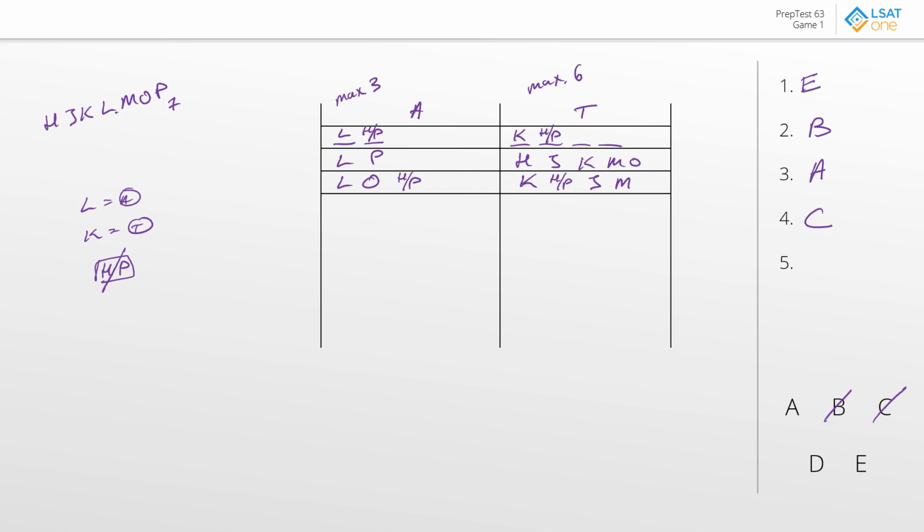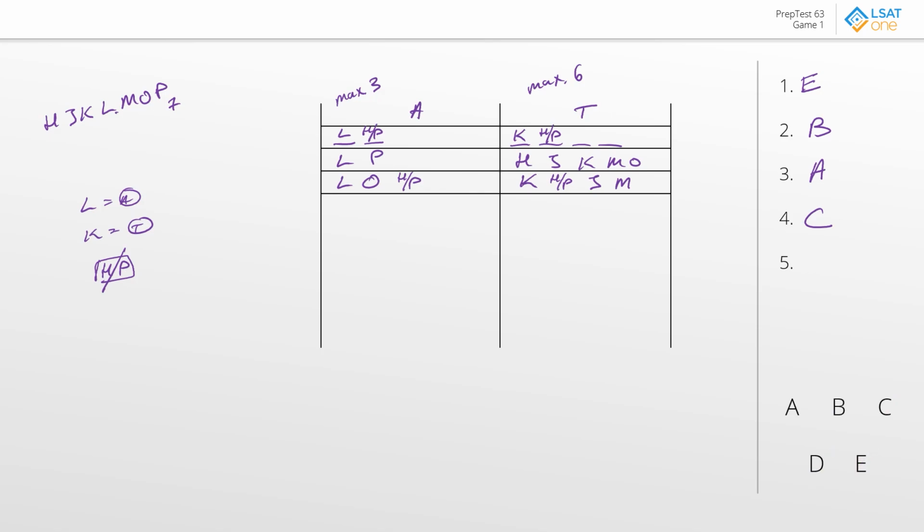Answer choice D, M and P both go to appellate. That could have been okay because this could have been a P, and then M would have been number 3. And answer choice E, M and P both go to trial, and that's easily possible because there's plenty of room there. So once again, the best answer to question 3 was A.